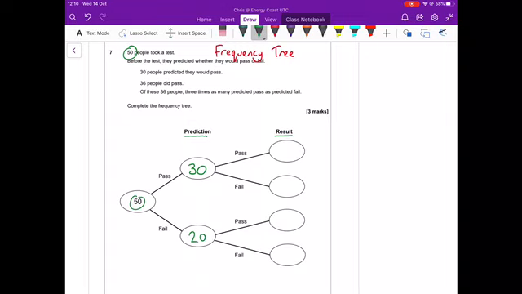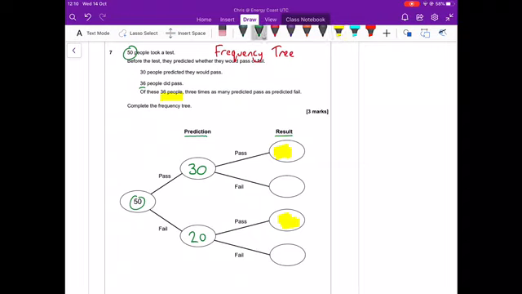Now, this is a bit more complex. 36 people did pass. So you might think that 36 needs to go here. Well, for one, that wouldn't make any sense because only 30 people predicted they'd pass, so it needs to be less than 30. But 36 people did pass could be these 2 yellow boxes. So everyone in these yellow boxes did pass, basically, okay? So those 2 numbers have to add up to 36. Of these 36 people, 3 times as many predicted pass as predicted fail.